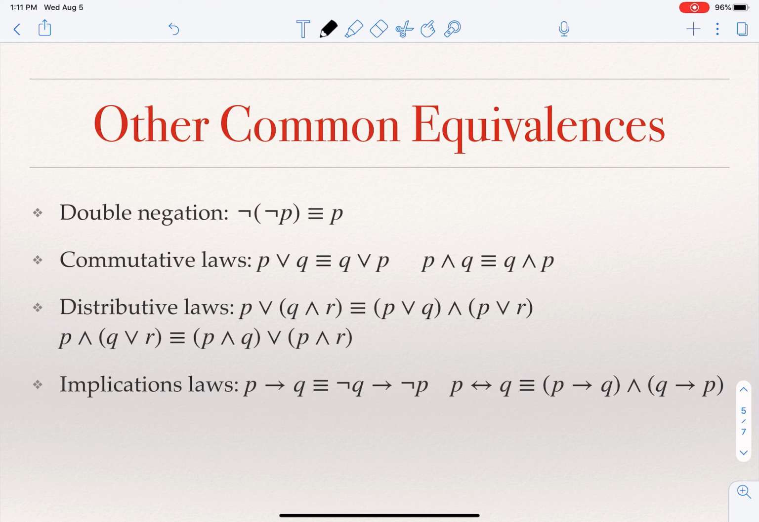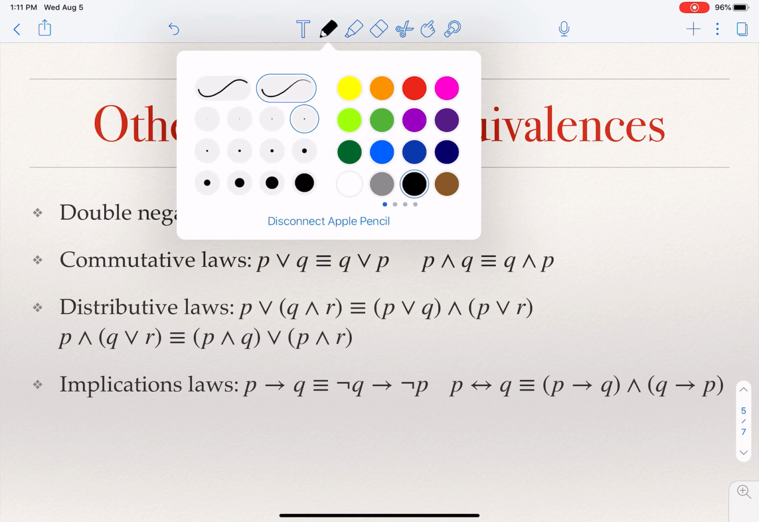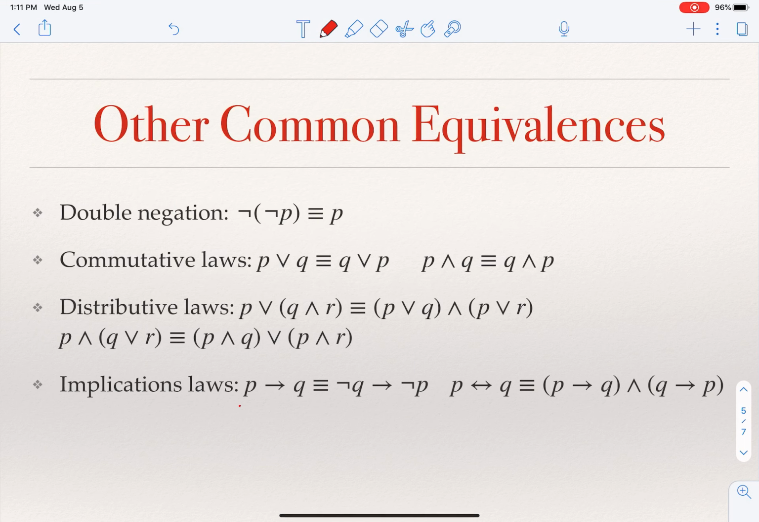Implication laws, again, as I said, are very important. I want to highlight, of these ones here, this one here. This is very important. We use it a lot in proofs.